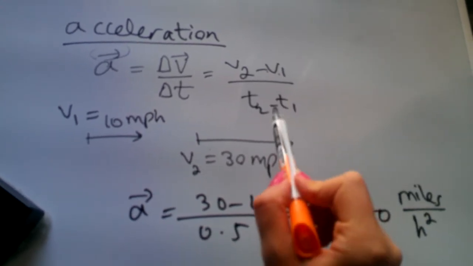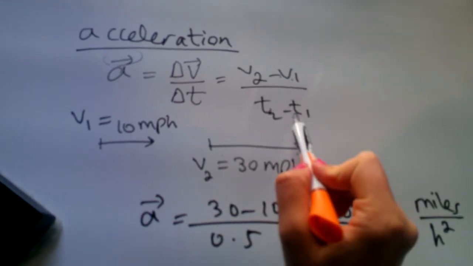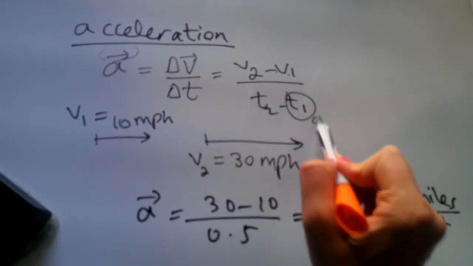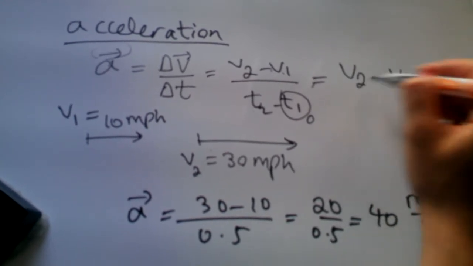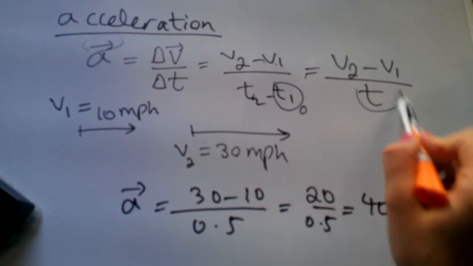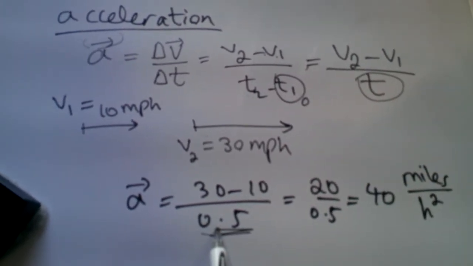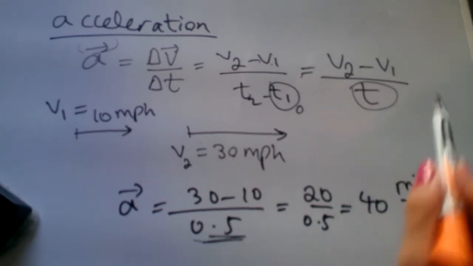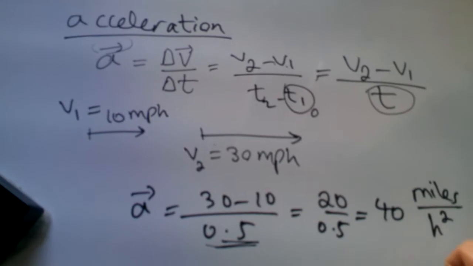Because most of the time we set our initial time to be 0, this T1 becomes always 0, and therefore what we have is always this. So this is exactly the amount of time that's passed. For example, here it is 0.5, or half an hour. And then this is V2 minus V1, the change in velocity.